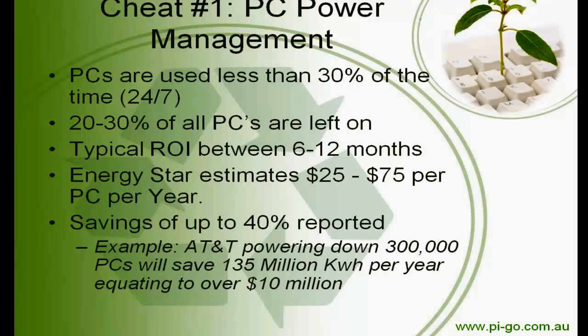An example, as you can see there, is AT&T powering down their huge fleet of PCs, saving themselves well over $10 million a year. Now, of course, if your organisation doesn't have that many PCs, you're not going to save $10 million a year, but the same proportions and the same numbers work.